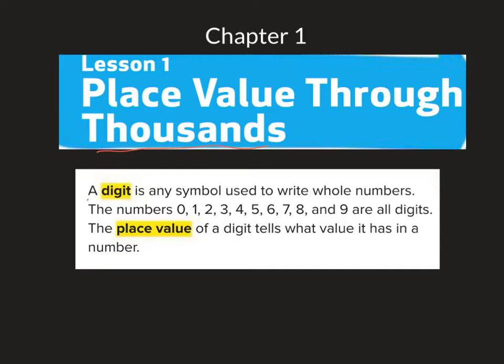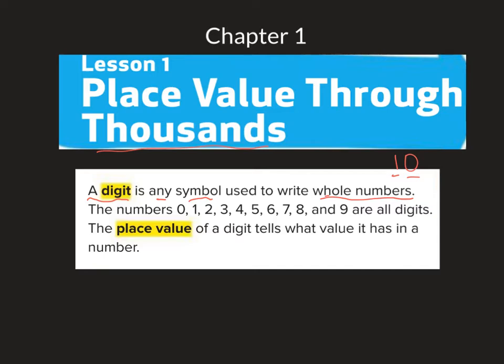Here we go. A digit is any symbol used to write whole numbers. Now, whole numbers are just our counting numbers. 1, 2, 3, 4, 5, 6, 7, 8. All of your counting numbers. Those are all of our digits, okay? Because like the number 10 uses the digits 1 and 0. So really we have 10 digits.